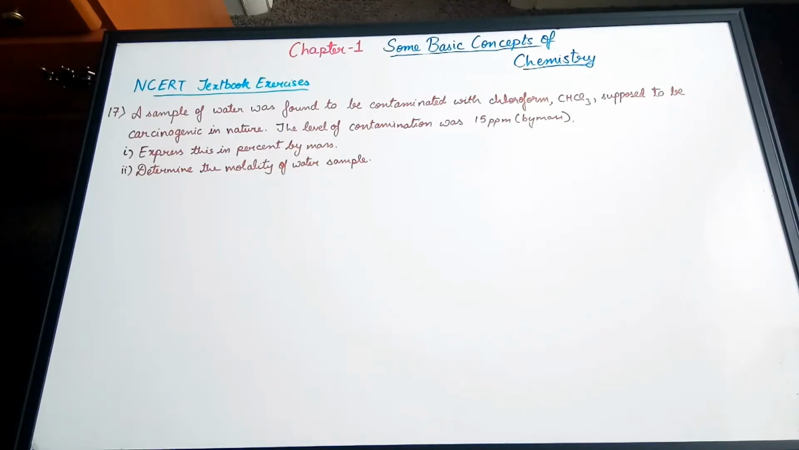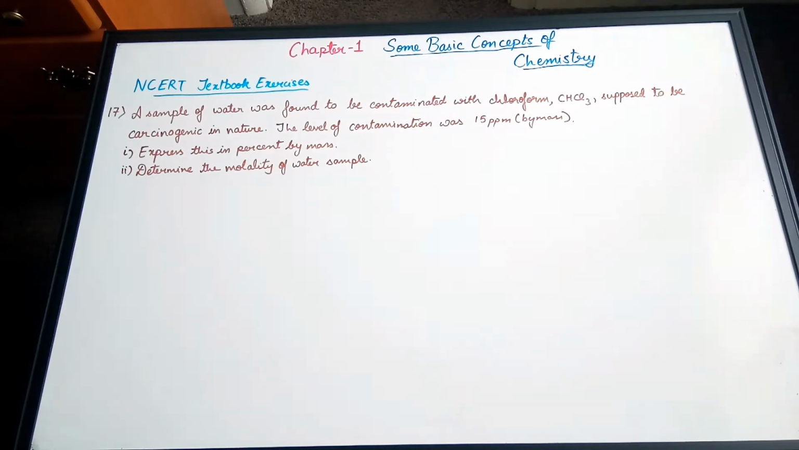Question number 17. A sample of water was found to be contaminated with chloroform, CHCl3, supposed to be carcinogenic in nature. The level of contamination was 15 parts per million by mass. We need to express this in percentage by mass, and second, determine the molality of the water sample. First of all, a carcinogenic substance is something which can lead to cancer.